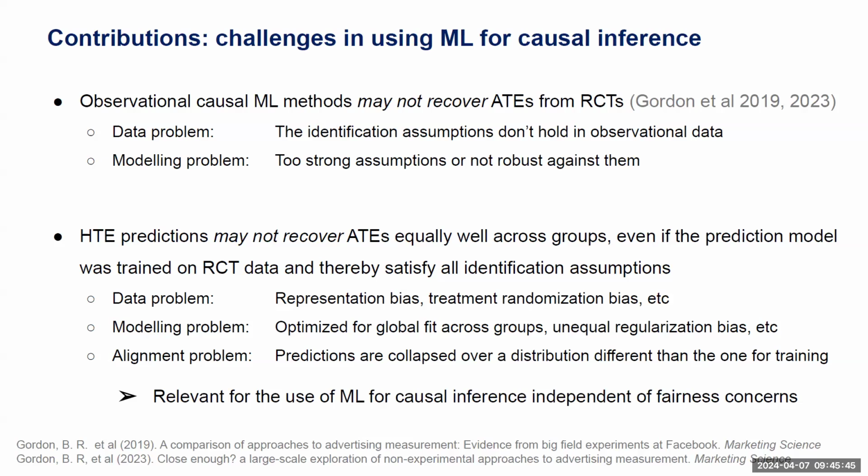And this could be different kinds of data problems. It could be representation bias, treatment randomization bias, etc. It could also be a modeling problem that we talked about, also a global fit across groups, unequal regularization bias, or it could be a new kind of problem, but we just call it an alignment problem, whatever. It means that the predictions that you collapse over in terms of the groups in error do not align with the distribution that the data was trained over, right? And this we think is kind of relevant irrespective of whether you care about fairness or not.